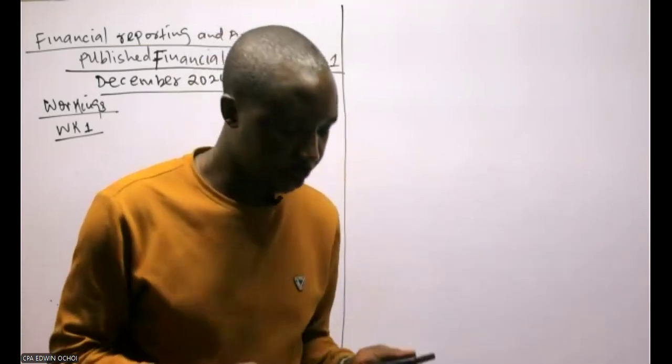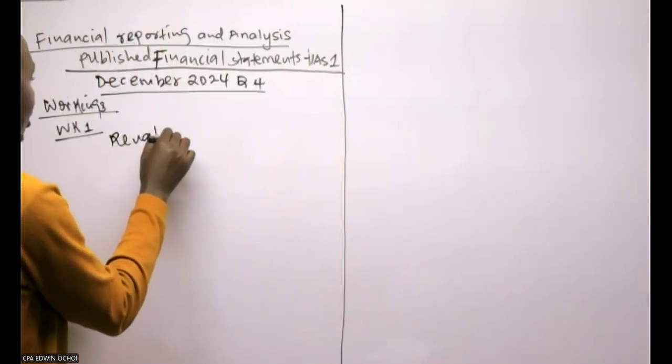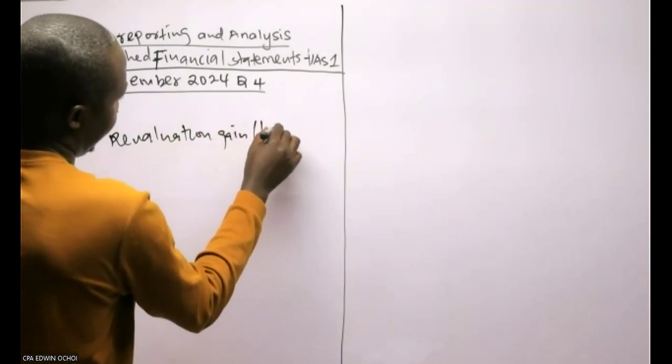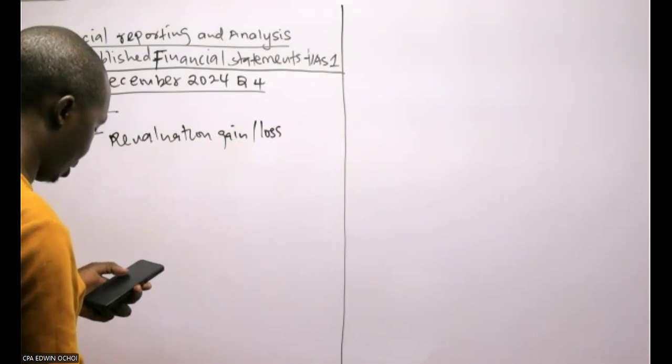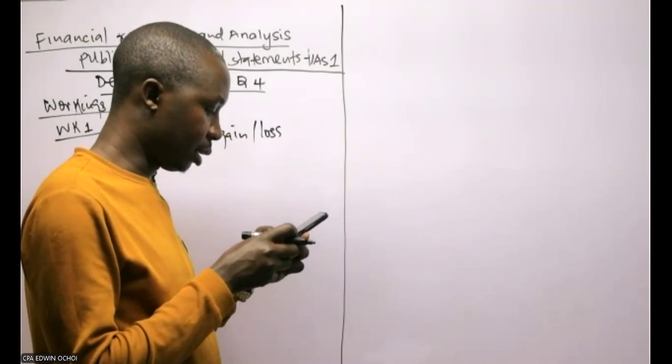So anyway, as I wait for it to open, I remember additional information number 2, there was a revaluation which was done. So we need to check for revaluation gain or loss. It has opened. So additional information number 2, they did a revaluation.